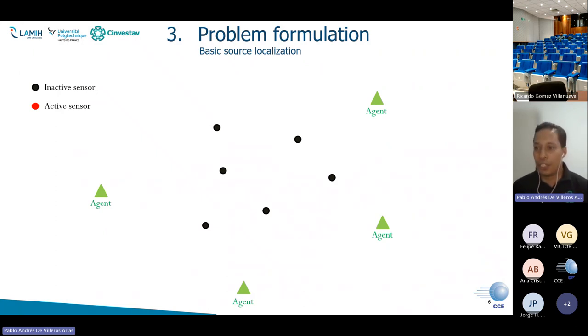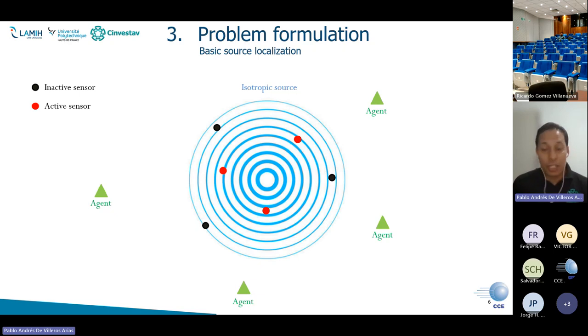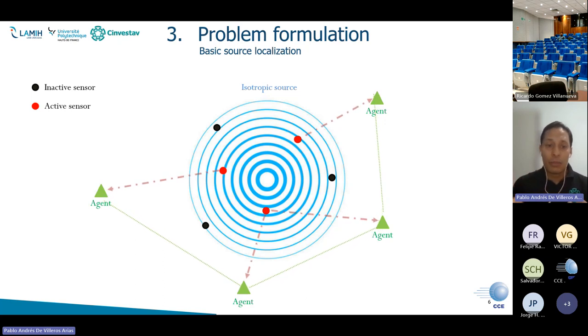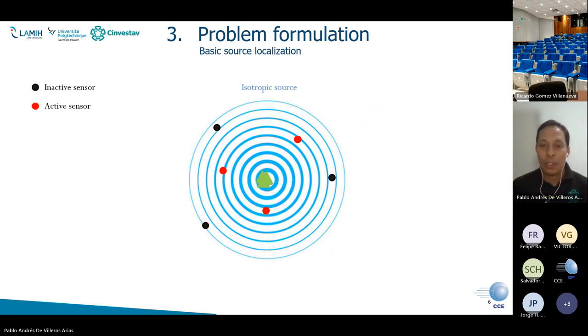Now let's move to the problem formulation. Imagine you deploy some sensors around a particular area, and there are some agents in the surroundings. Now, there's a source of a particular kind, let's say a noise source or a pollution source, heat source, etc. And we're going to consider it isotropic. Some of the sensors that were deployed in the area get active, and after that, they send information to the agents. The agents communicate among them, not all of them, but with their neighbors. And with that information, they move to the estimated location of the source.